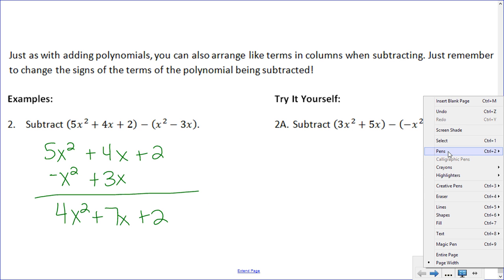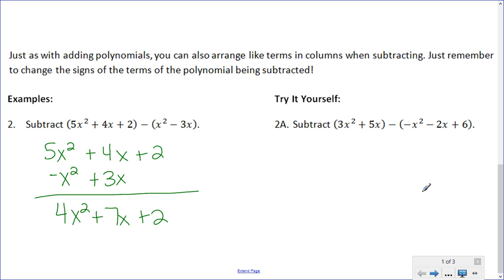Okay, so for the try it yourself problem, my intention was for you to try at least setting this up in columns. You don't have to do it that way, but that's just, again, a different way to set up the subtraction. So either way, whether by columns or just by changing to addition and combining like terms, go ahead and answer that question. And when you're ready to check your answer, press play. Okay, for this one, you should have gotten 4x squared plus 7x minus 6.